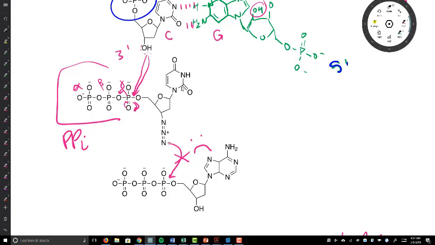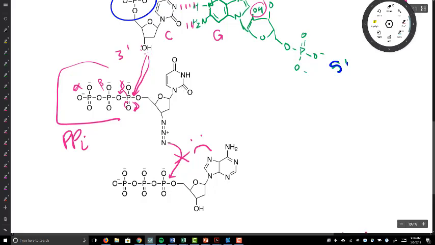Right. So what happens is when you have this 3' azide instead of a hydroxyl, it cannot make a nucleophilic attack on the next nucleotide. And so this molecule here is AZT. And so AZT was the first big AIDS drug. So a little bit of history.